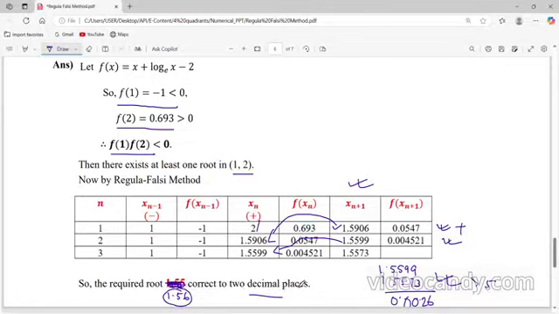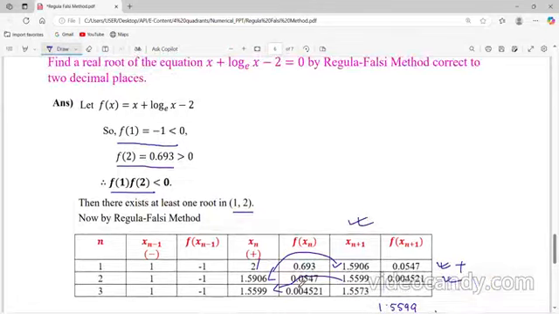In this way, we can easily solve the method of false position or regula falsi method.